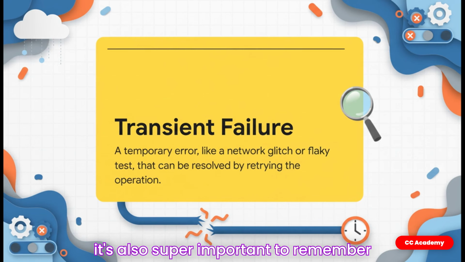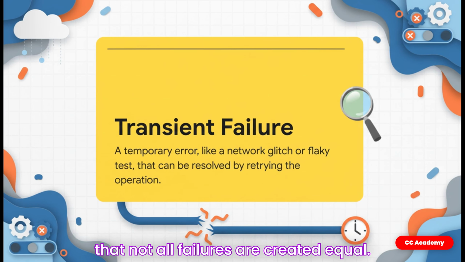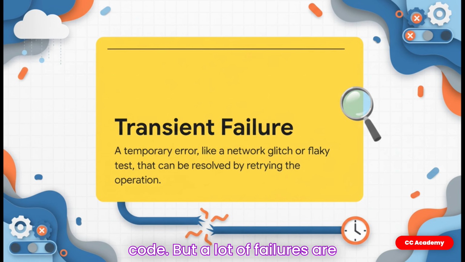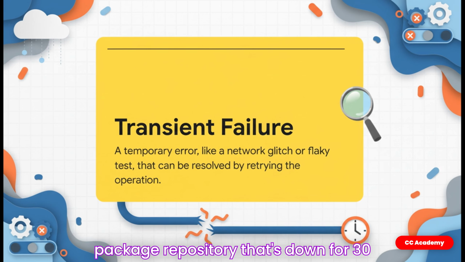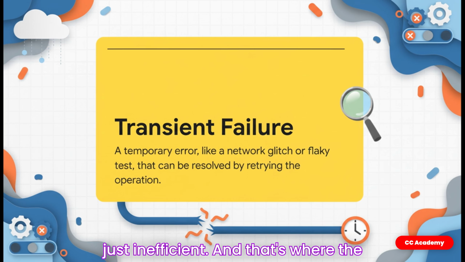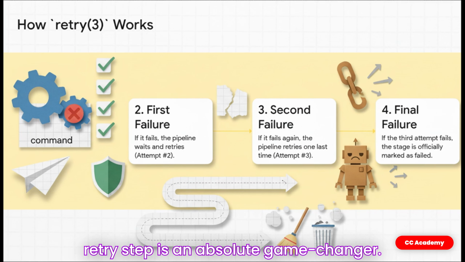Now, it's also super important to remember that not all failures are created equal. Some are permanent, like a bug in the code. But a lot of failures are transient. A quick network blip, a package repository that's down for 30 seconds. For those kinds of errors, failing the whole build right away is just inefficient. And that's where the retry step is an absolute game changer.